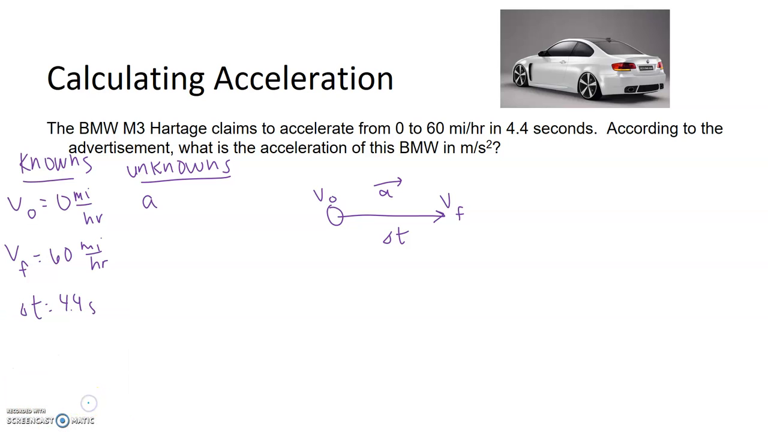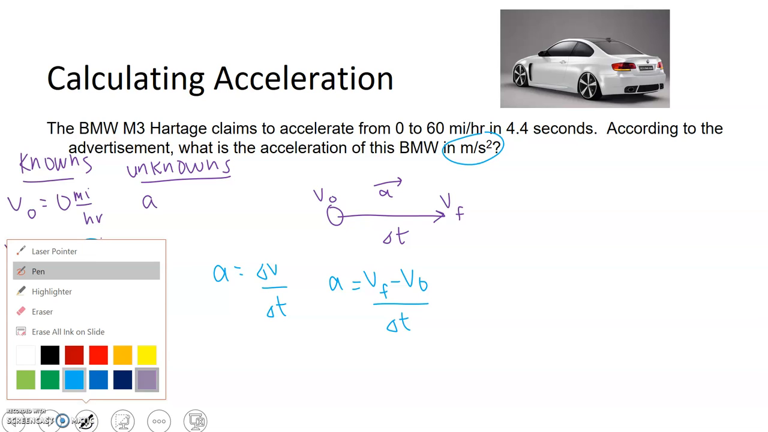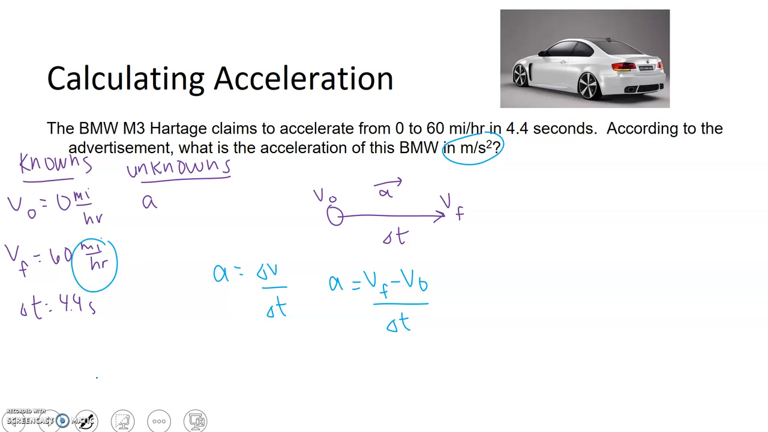The next step is to choose our standard equation. Acceleration is the change in velocity over the change in time, which means acceleration is equal to the final velocity minus the initial velocity over the change in time. We're almost ready to plug in our known values, but looking at our list of knowns, we see our units don't match. Our velocities are in miles per hour, while our time is in seconds. And the problem specifically asks for the acceleration in meters per second squared. So we need to convert our velocities to meters per second. For the initial velocity, it's simple, right? 0 miles per hour is the same thing as 0 meters per second. An object at rest is at rest, no matter what the units of measurement are.